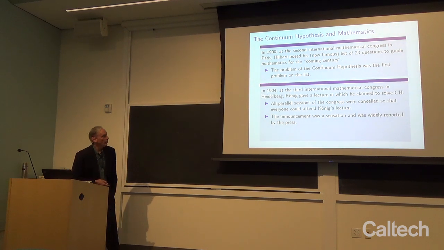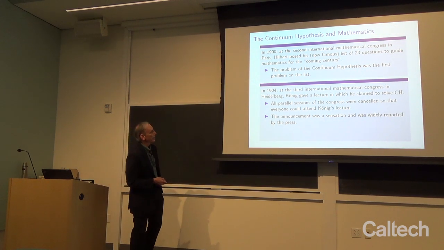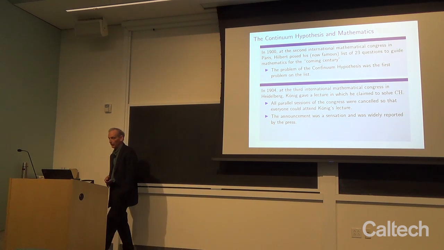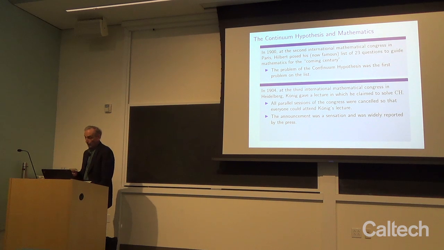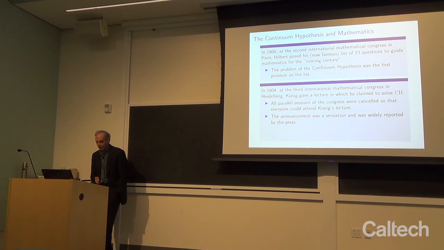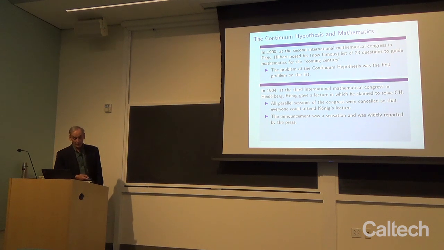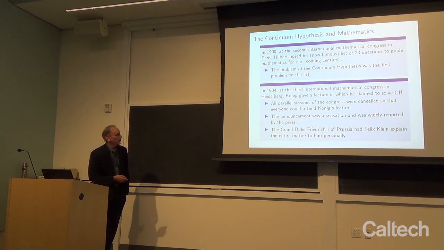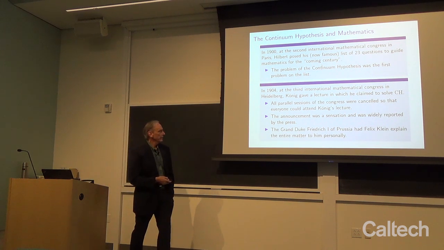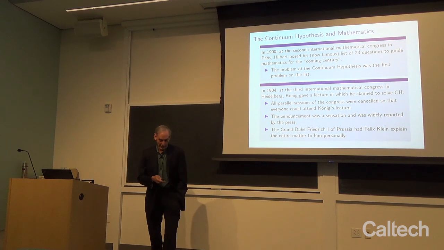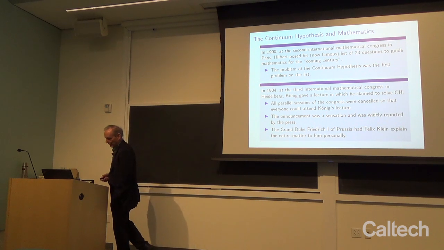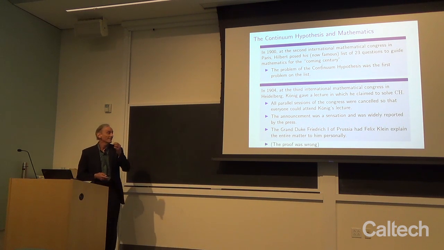In 1904, at the Third International Mathematical Congress in Heidelberg, Koenig gave a lecture in which he claimed to solve CH. All the parallel sessions of the Congress were canceled so that everyone could attend Koenig's lecture. The announcement was a sensation and widely reported in the press. The Grand Duke Frederick I of Prussia had Felix Klein explain the entire matter to him personally, but the proof was wrong. So I'm not quite sure how that played out.